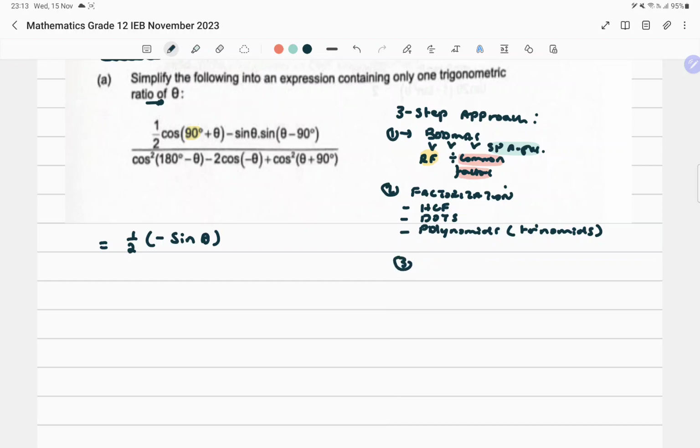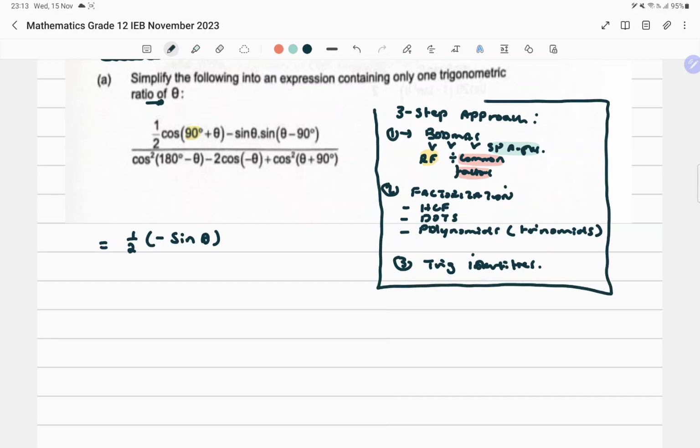So the last technique that you need is trig ratios. Trig identities. Okay. So all of them. So this is what I call the 3-step approach.